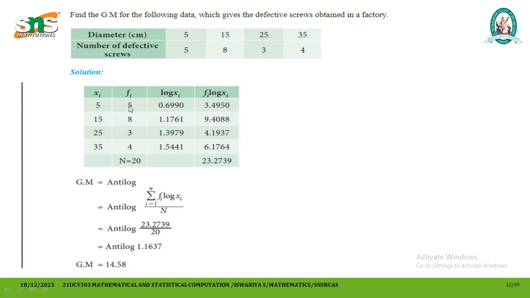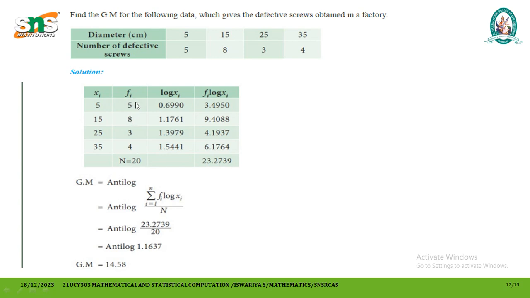So 5 into 0.6990, I get an answer as 3.4950. Using that same multiplication, we multiply f and log x and obtain the value for f log x. But in the formula, we have to calculate the summation value. For summation, I have to add all these values. Then I get an answer as 23.2739. And for n, the formula is n equals summation f.